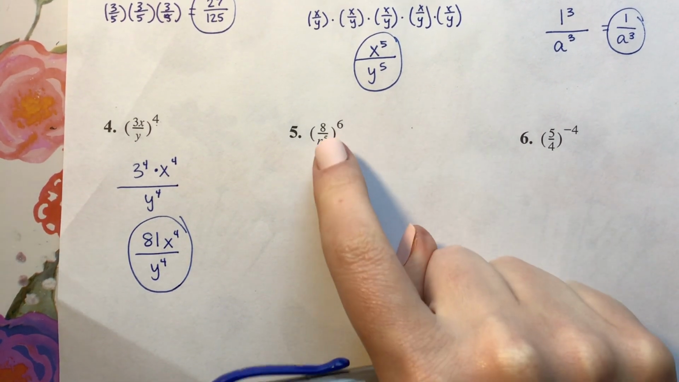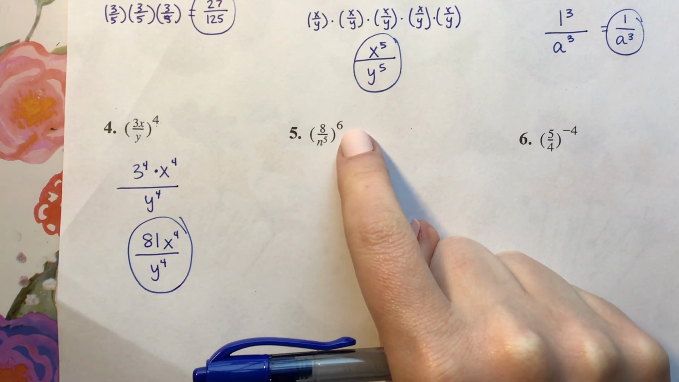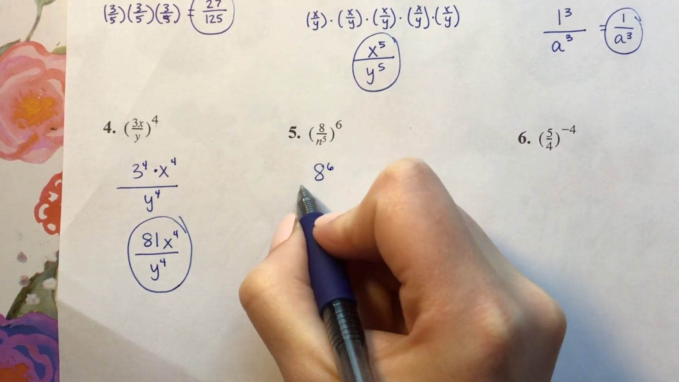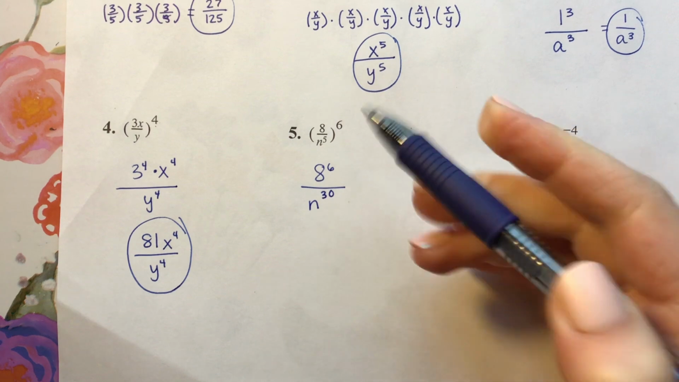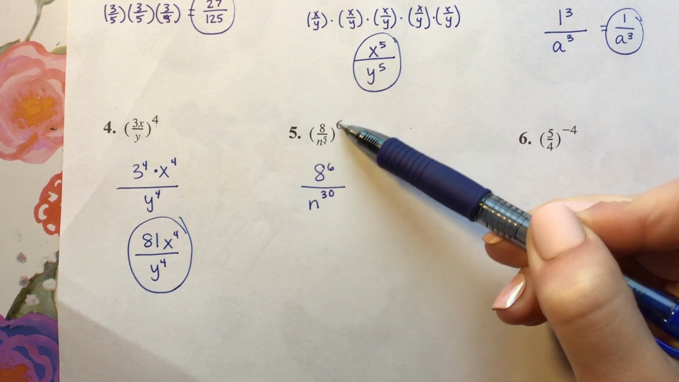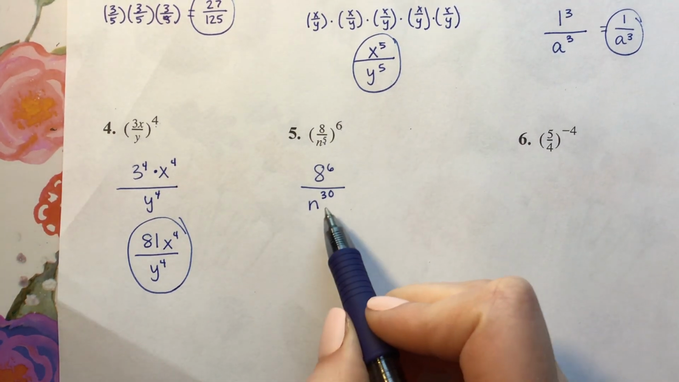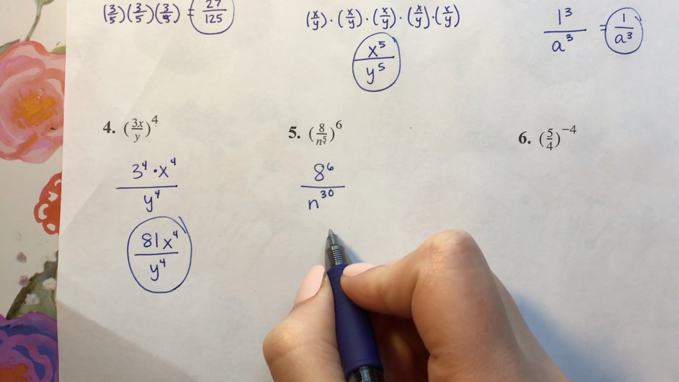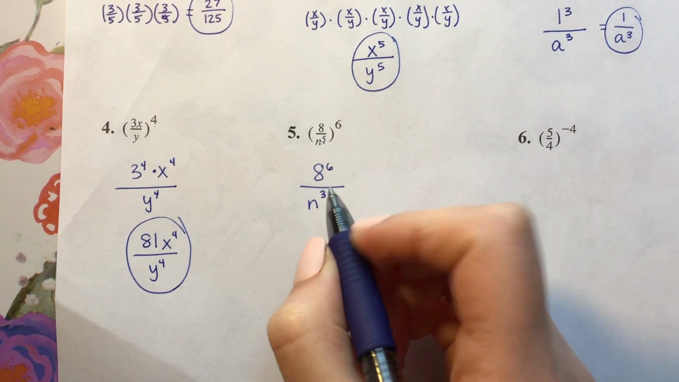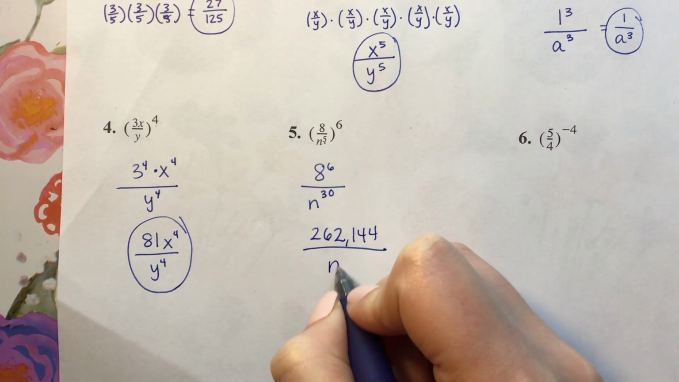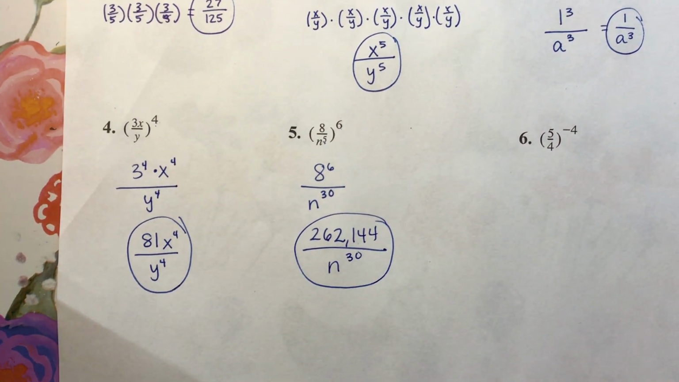Continue following this pattern. When I raise a quotient to an exponent, that exponent kind of gets distributed to each term. So I have 8 to the 6th over n to the 30th, because n to the 5th raised to the 6th, I multiply exponents. Okay, so 8 to the 6th is going to be quite a number. Okay, let's see here. We have 262,144 over n to the 30th for that answer.